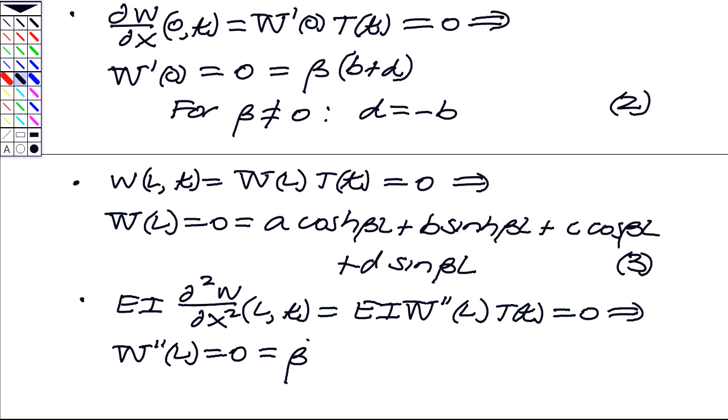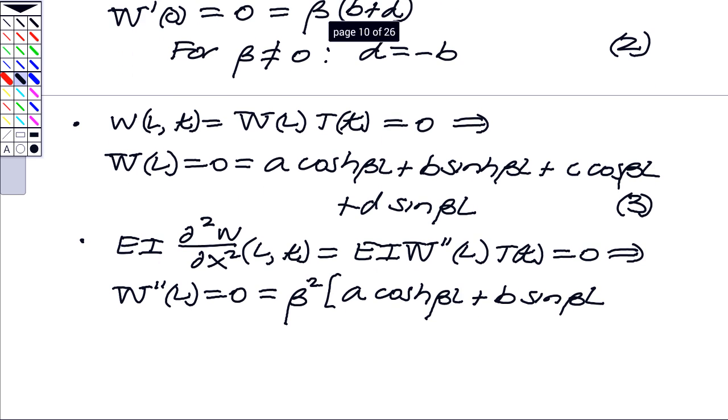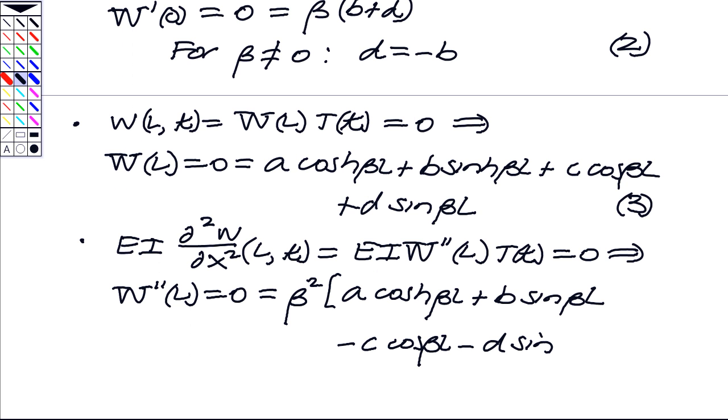So what we get is a beta squared coming from all the terms. The cosh becomes a cosh. The sinh becomes a sinh. The cosine becomes a minus cosine. And the sine becomes a minus sine. So this is our fourth equation coming from the right-hand side.